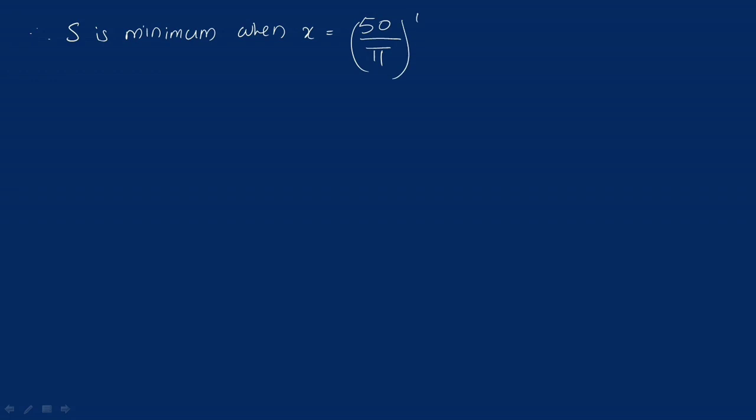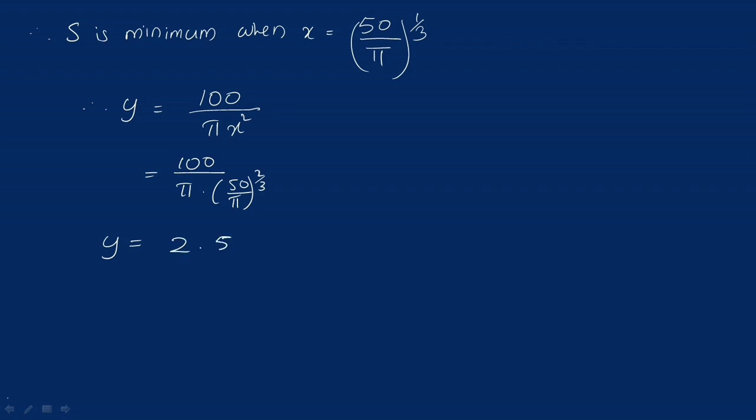So what is y? We have y is equal to 100 by pi x square. Instead of x we are substituting 50 by pi whole raised to 1 by 3, so that is 100 by pi into 50 by pi whole raised to 2 by 3. Cancelling 100 and 50, pi and pi, we have 2 into 50 by pi whole raised to 1 by 3.